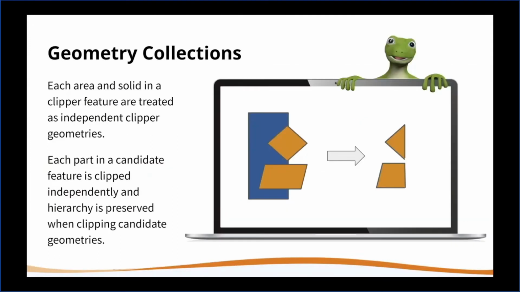The Clipper also supports geometry collections, so aggregate and multi-geometries. For Clipper features, each area and solid in the Clipper feature are treated as independent Clipper geometries, and each part in a candidate feature is clipped independently, but hierarchy is preserved on output. So in this case, I have an orange multi-area with 2 parts, and that is being clipped with the blue polygon, and the result of the inside port would be a multi-area with 2 parts.